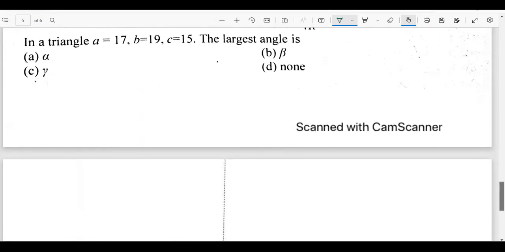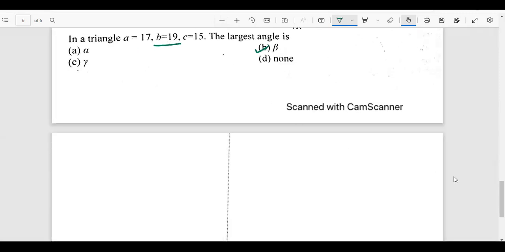And then we have this one last question. It says, in our triangle, A is 17, B is 19, and C is 15. The largest angle is... now it's very easy. What would be the largest angle? B. Very good. The largest angle would be opposite to the largest side. So it would be B. Very good. So we have done these questions.